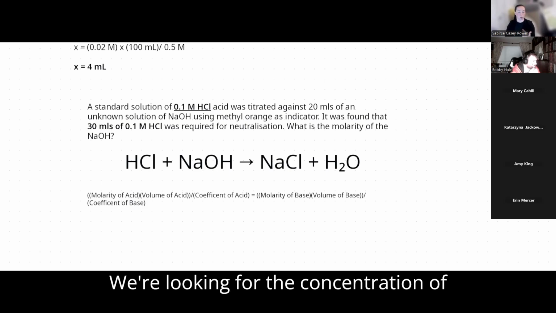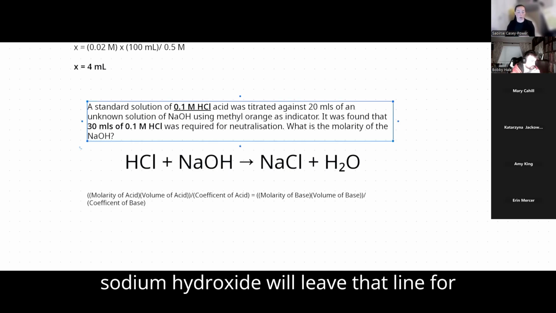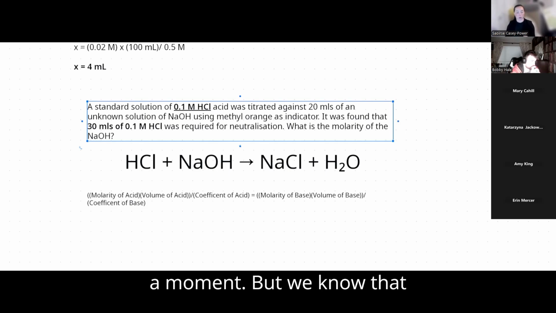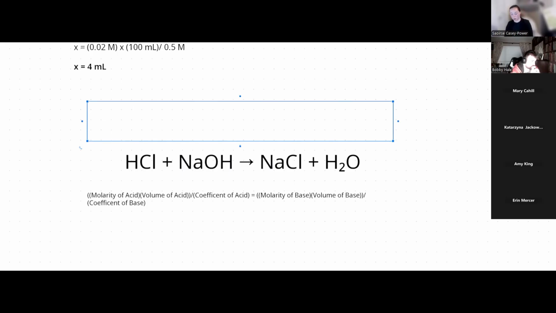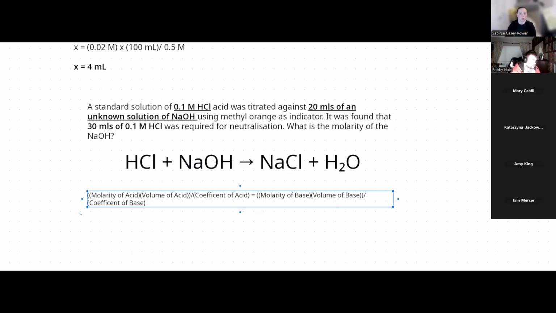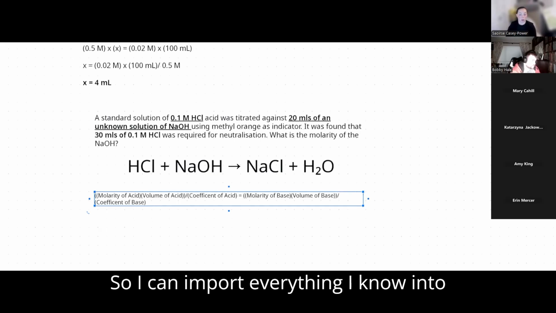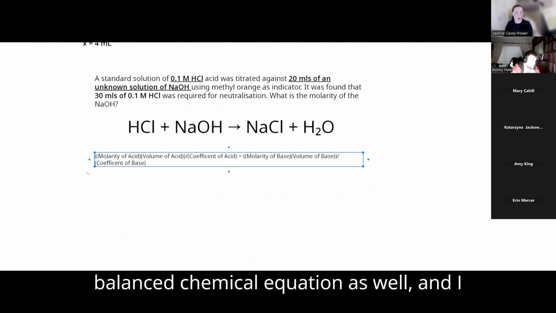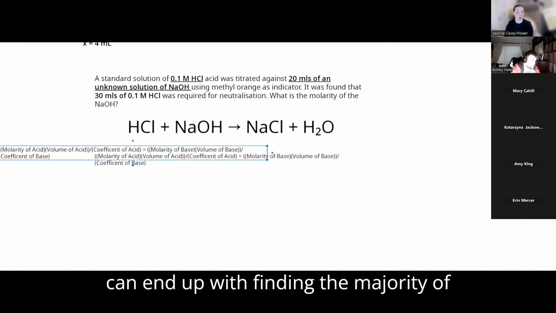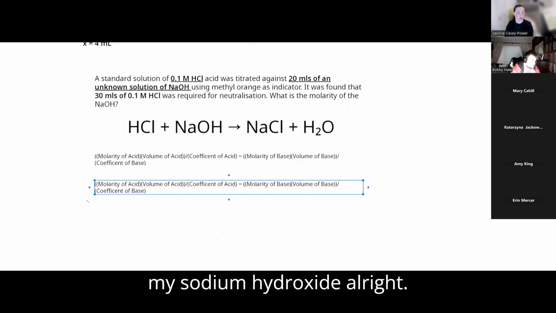We're looking for the concentration of sodium hydroxide, so we'll leave that blank for a moment. But we know that we titrated that against 20 ml of an unknown solution of NaOH. So I can input everything I know into the titration equation, based on its balanced chemical equation as well, and I can end up finding the molarity of my sodium hydroxide. All right.